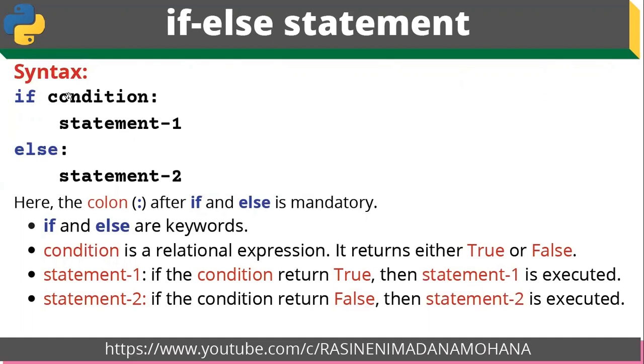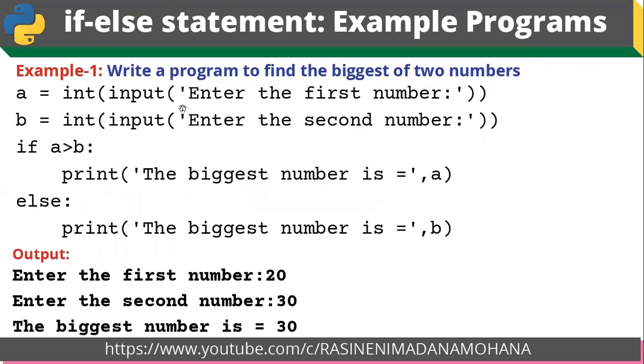Here the condition is given only one time, in the first if statement. If the condition is true, statement 1 is executed. If the condition is false, statement 2 is executed. That is under the else part. Now let us see the same program to find the biggest of two numbers, by including the else part also.